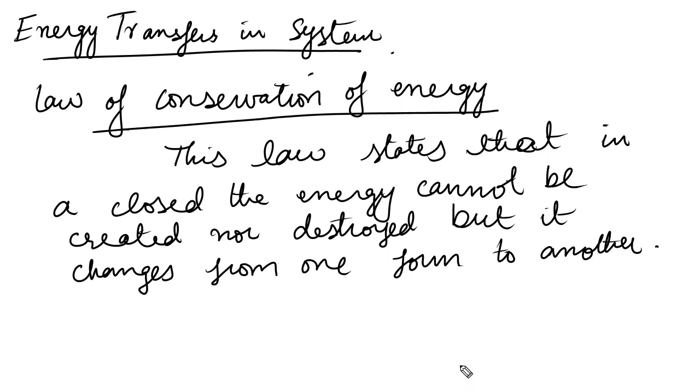So the law of conservation of energy says that in a closed system, the energy cannot be created nor destroyed, but it changes from one form to another. For example, the example that I gave you of the ball: if you exert some work done onto the ball, it will attain some certain height, but the whole work done will be converted into the gravitational potential energy. So energy has been converted from one form to another, but it was not destroyed. All right, let me give you another example.